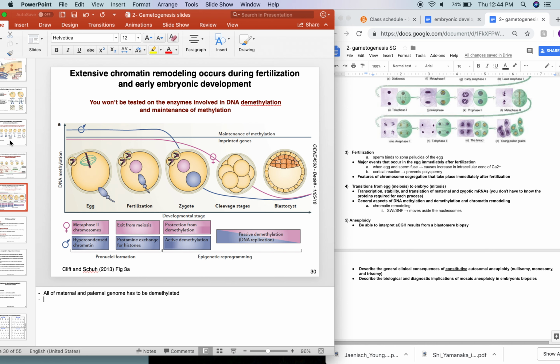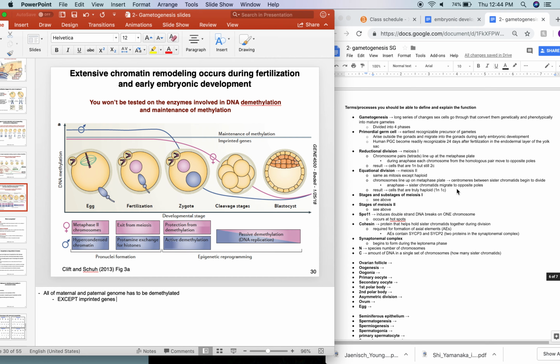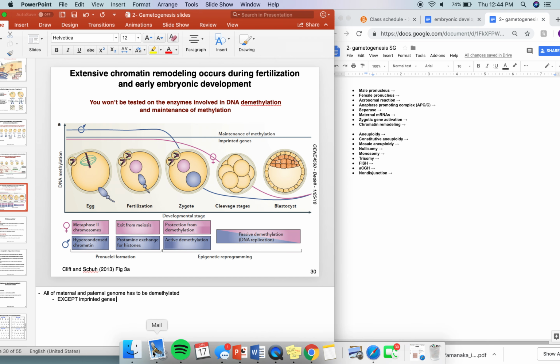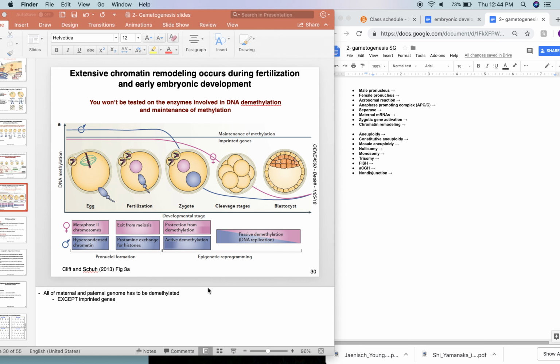What are imprinted genes? Silencing? Well, they are silenced. Remember, there's paternal imprinting and maternal imprinting. It's patterns of methylation that are read before fertilization actually occurs. And they're exactly the same between male and female, right?